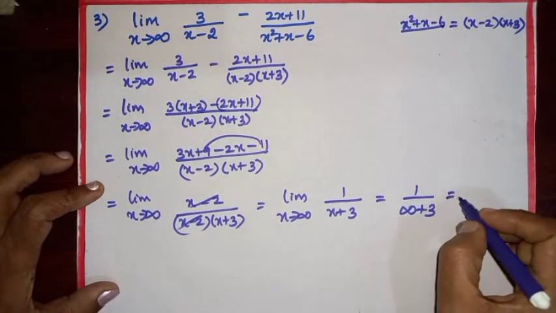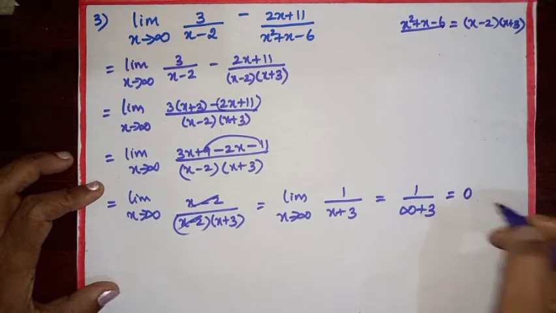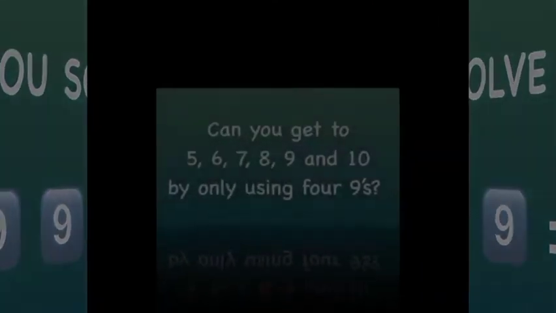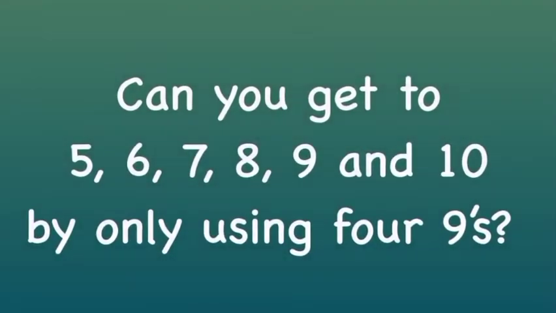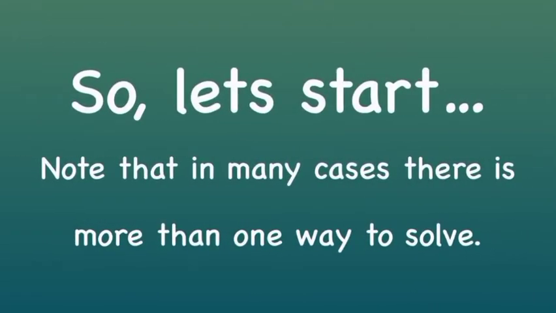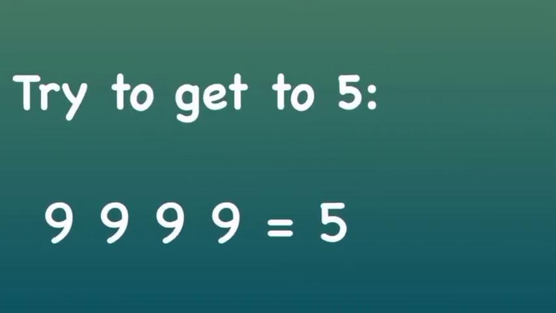1 by infinity plus 3 is equal to 0. Can you solve this? Can you get to 5, 6, 7, 8, 9 and 10 by only using four 9s? You are allowed to use the following operations: addition, subtraction, multiplication, division, parentheses and square root. So let's start. Note that in many cases there is more than one way to solve.